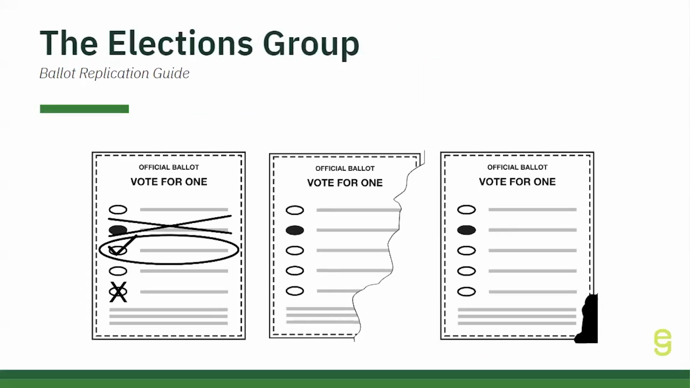Awesome, thank you. All right, we are going to get into the ballot replication guide. So ballot replication is a vital step in processing hand-marked paper ballots. In the simplest of terms, ballot replication refers to the process of producing a replicated ballot to replace a ballot that is not able to be scanned. Invariably, some ballots in every election will require replication. Election officials and their teams take every possible step to ensure all eligible ballots are scanned and counted.